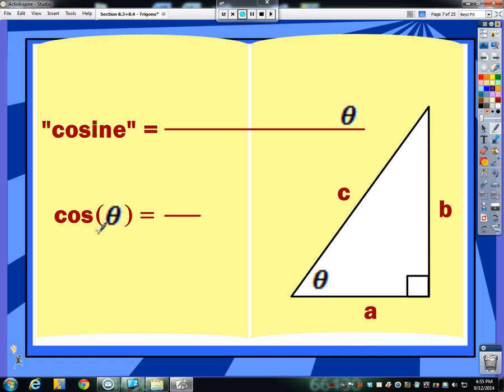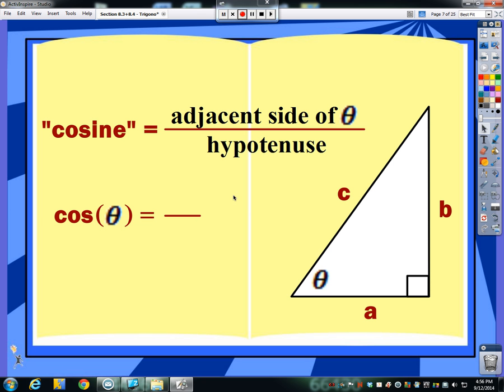The COS on your calculator, this is how you would really spell it out in full, is cosine. And cosine's definition of its ratio is we want the adjacent side of theta. And remember, adjacent just means kind of right next to, it's side by side, and we're going to divide it by the hypotenuse. Okay, so cosine again is the adjacent side divided by the hypotenuse.